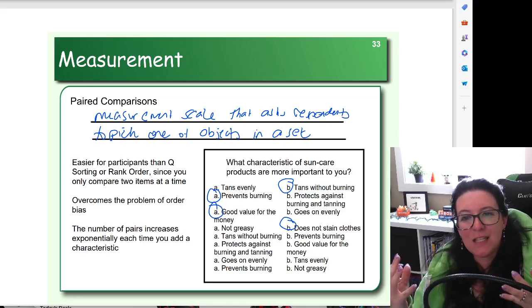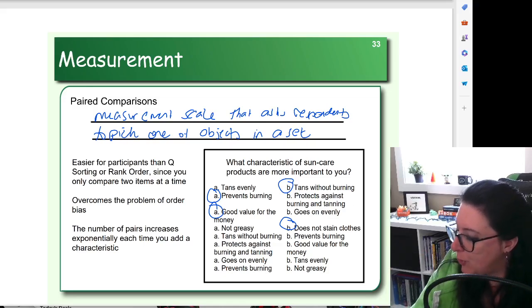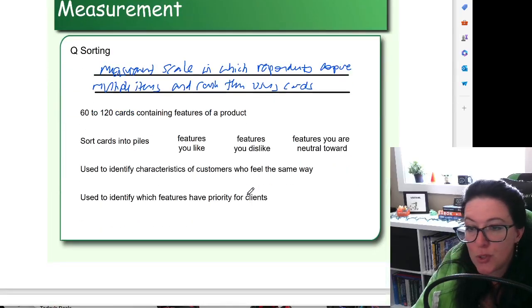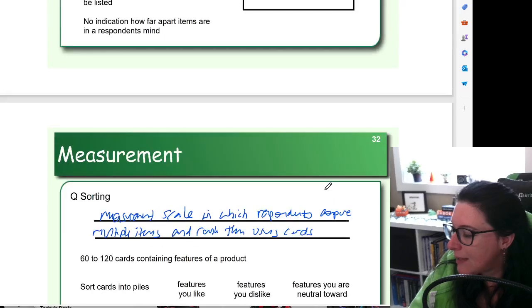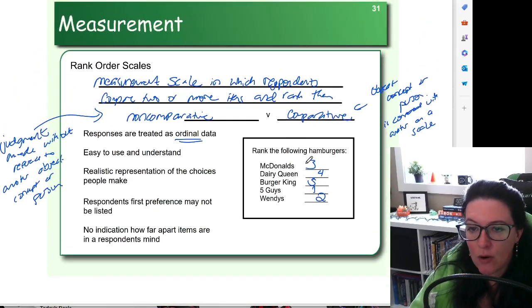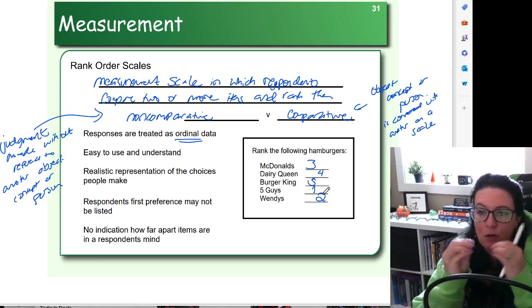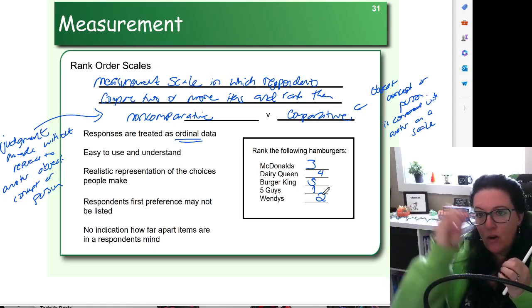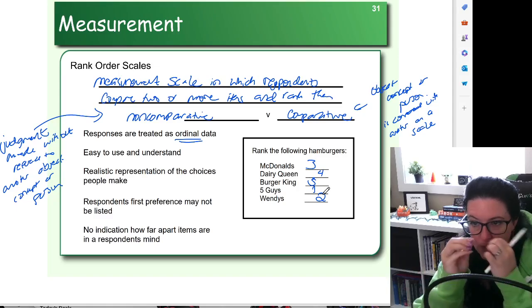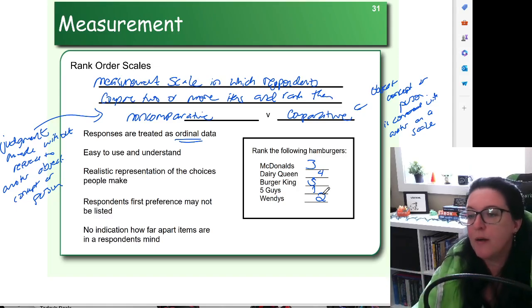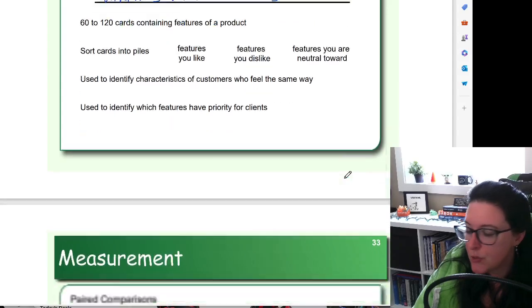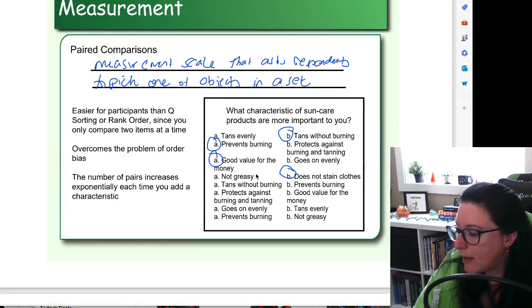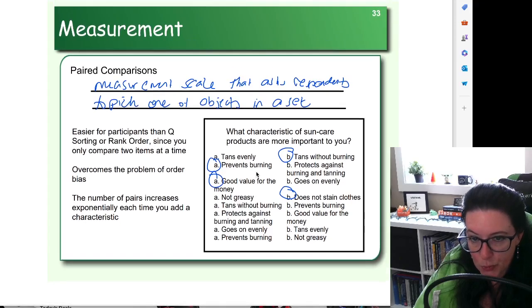So this is easier for participants than the two that we just looked at before, than the Q sorting, because in that case they had to put everything in order, and easier than the rank order scale where we had to give a number for everything. So you're really only having to consider two options at a time. Instead of all 5 locations, I only have to consider 2 of them and how those 2 compare, as opposed to considering here 60 options, right? So in that case, the paired comparison is better than the previous 2.